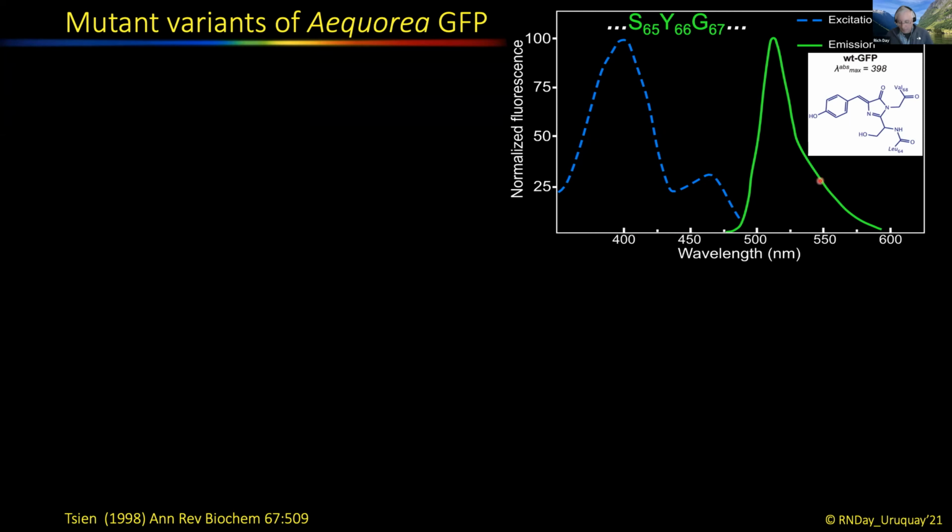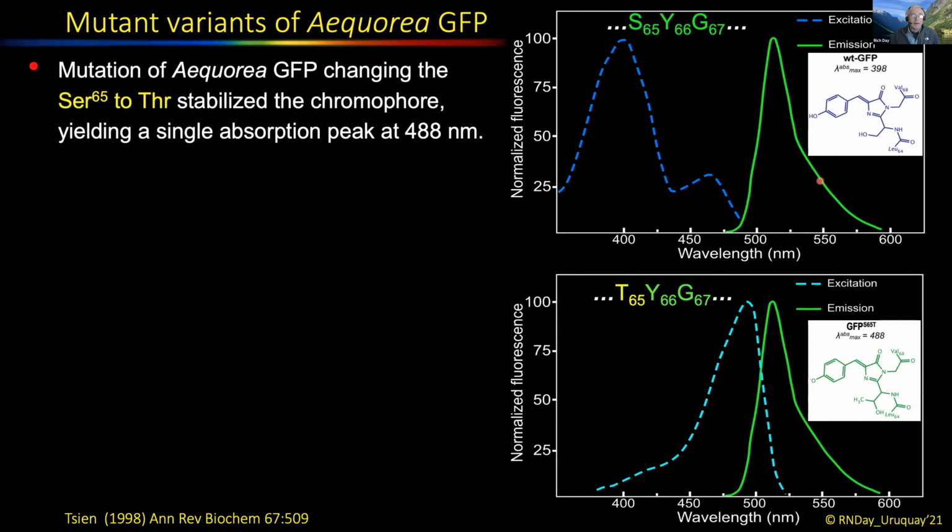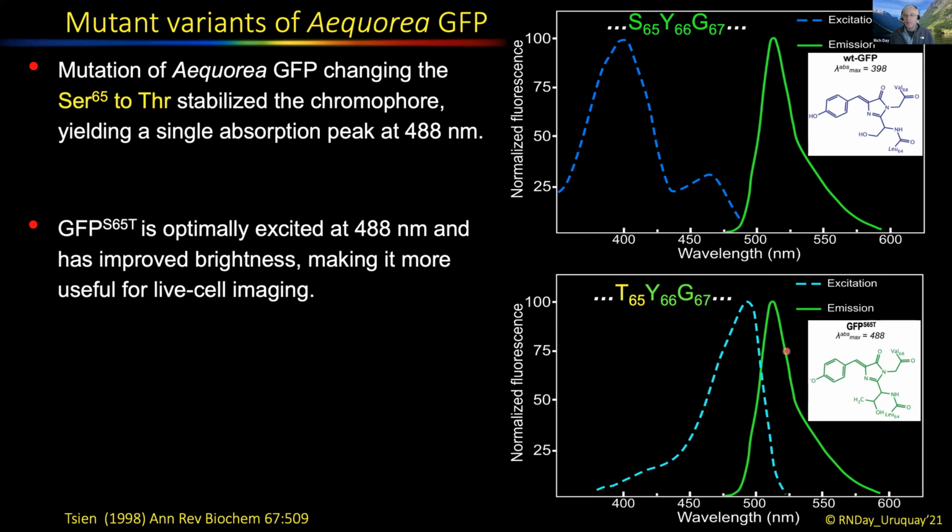and it emitted around 513. And so Roger Tsien's group figured out that if they substitute this serine position of the chromophore with a threonine, they stabilized the chromophore, and that yielded a single excitation peak at 488, with the emission still being around 513. And this was actually a brighter variant. And so this was the first evidence that by changing the sequence around the chromophore, you could dramatically change the spectral characteristics of the FP.